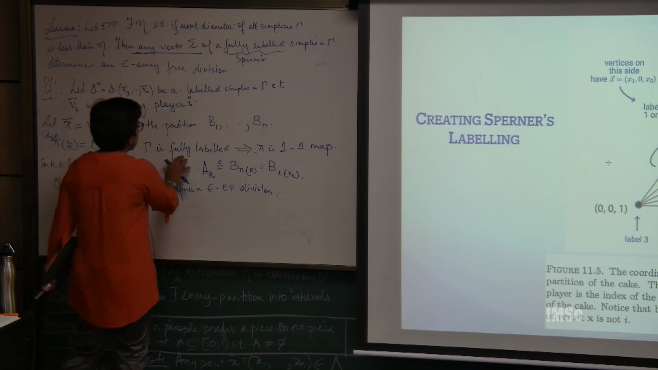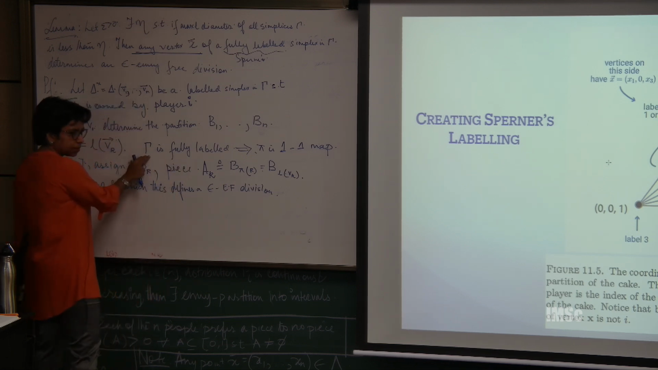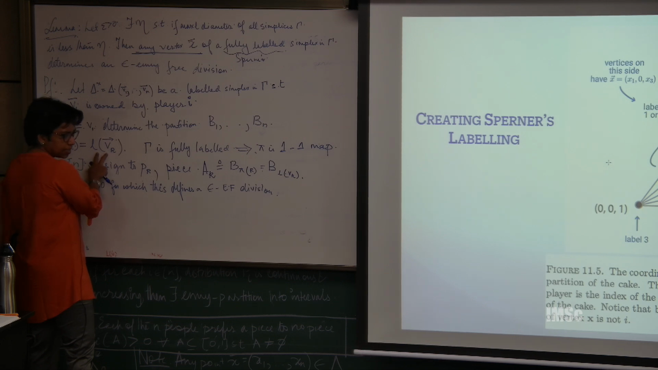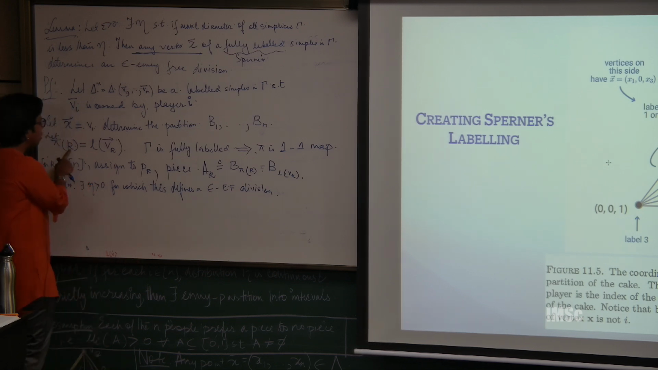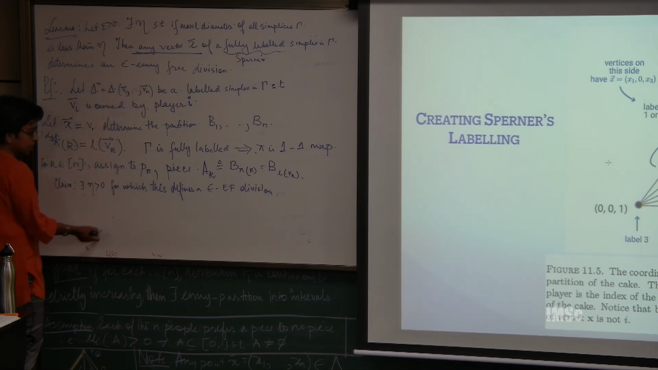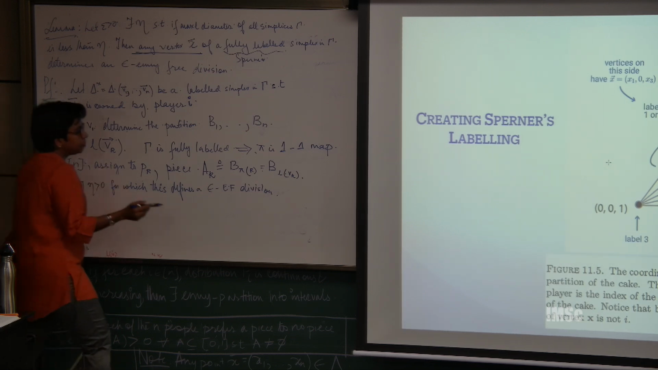Because this is a fully labeled simplex, labeled in terms of this thing, you know that no vertex will repeat a label, everybody gets a distinct label and so on. Therefore, pi is a one-to-one definition. Pi is basically take k and take the labeling of V of k. V of k is the vertex set of this simplex, the vertices that constitute this simplex. So, this is fine.